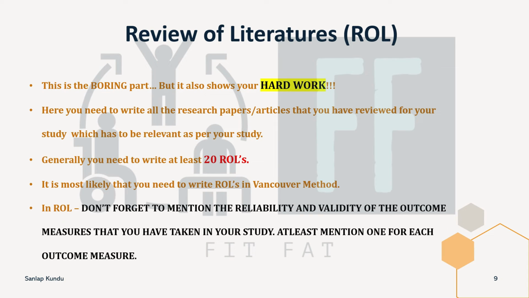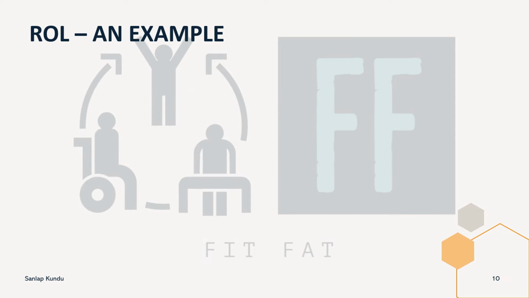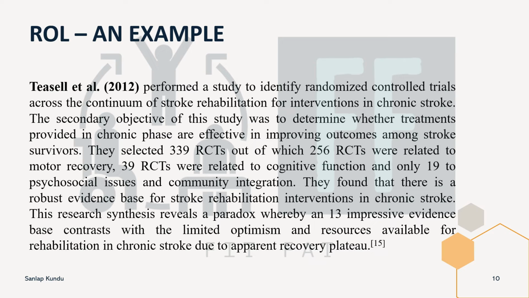In ROL, a small tip: don't forget to mention the reliability and validity of the outcome measures that you have taken in your study. At least mention one for each outcome measure. Now, suppose I have taken VAS as the pain outcome measure. So at least I need to make one review of literature where I can show that VAS is an effective tool to measure pain in lateral epicondylitis patients, and also give the ICC score. Don't forget that. Okay.